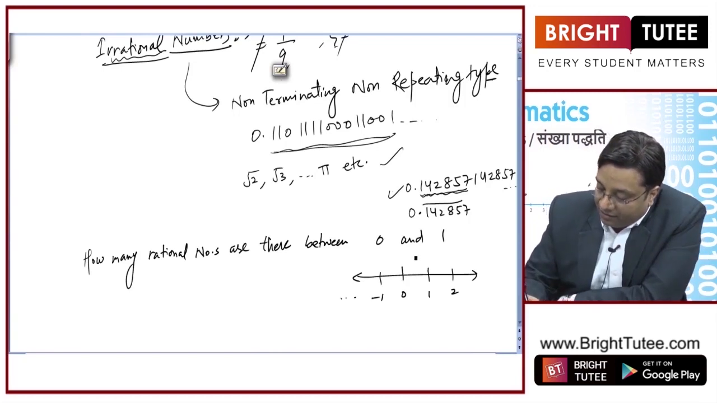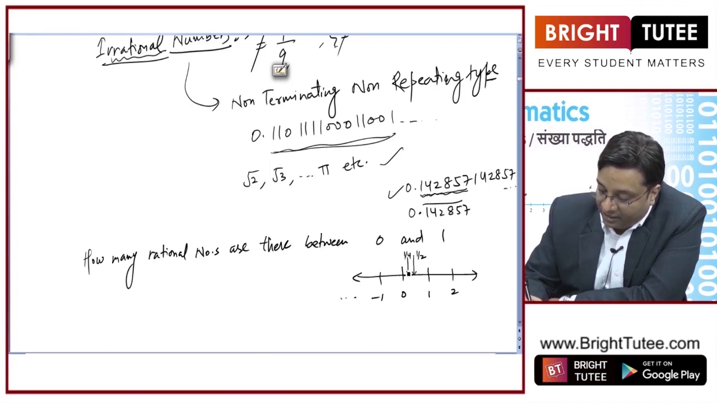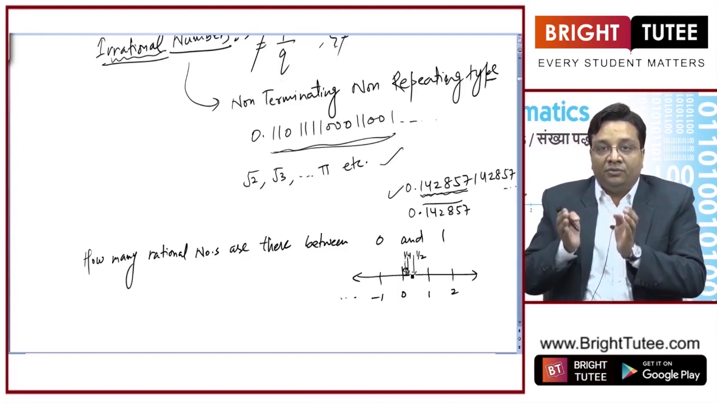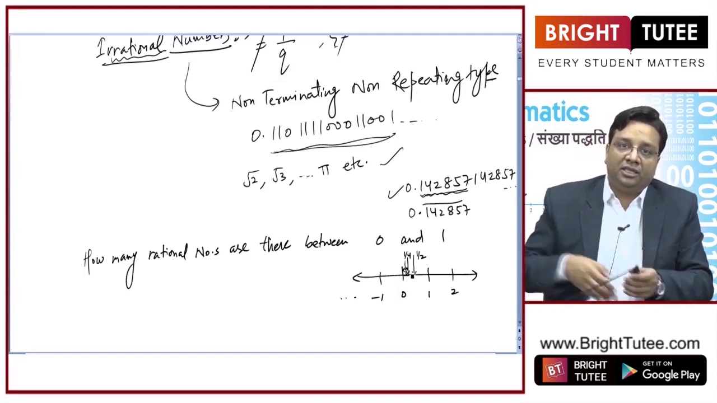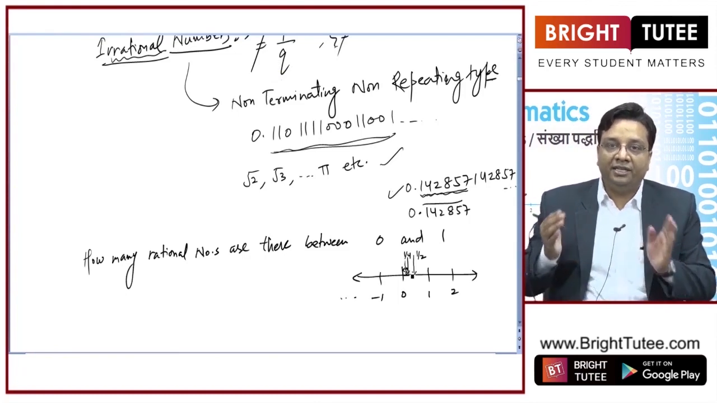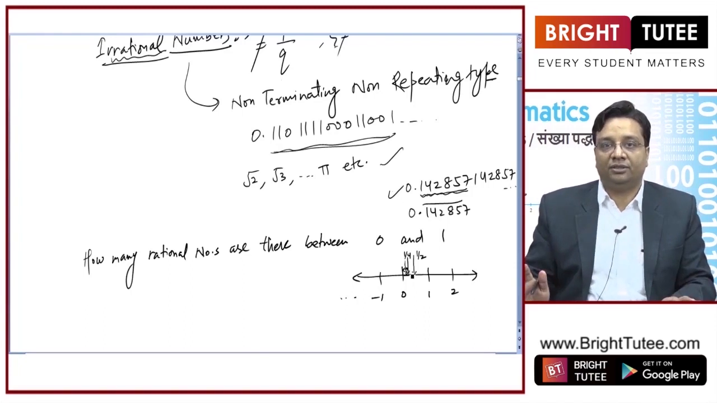Between 0 and 1, if I get to the midpoint of it, I'll get a half, right? If I take the midpoint between 0 and half, I reach 1 by 4. Then I can find the midpoint of 0 and 1 by 4, right? I'll get another number. You can keep on going like this, right? You can keep on finding the midpoints, and there will be infinite such numbers. So between any two rational numbers, you will have an infinite number of rational numbers.